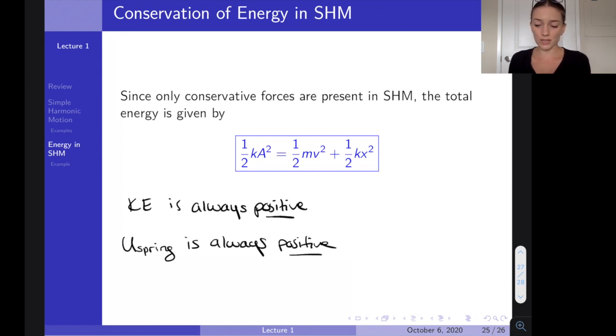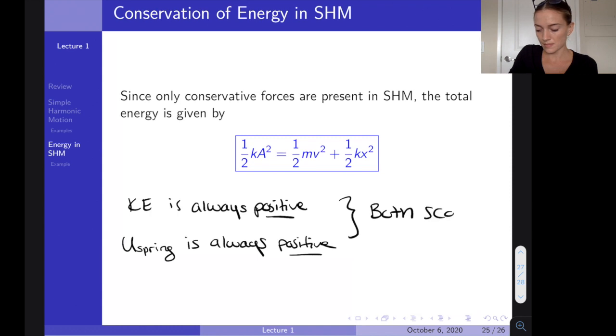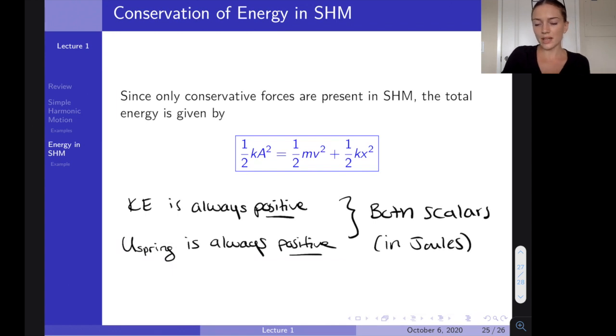Another thing is that these are both scalars, and they're measured in joules. So this happens more in 7D when we're dealing with the electric field that has components to it. But just keep in mind that your potential energy is a scalar, so it's never going to have components or direction. It's just a single number in joules. Okay, so now let's do an example with our conservation of energy.